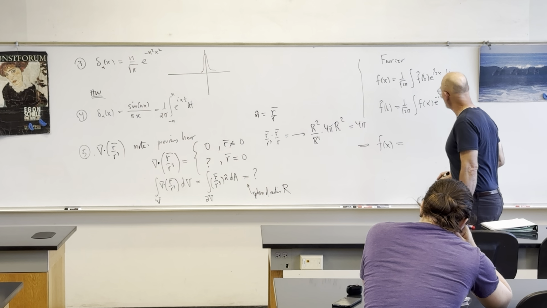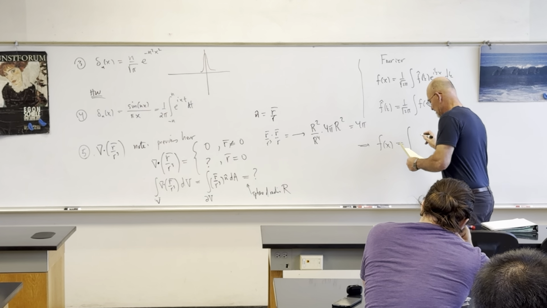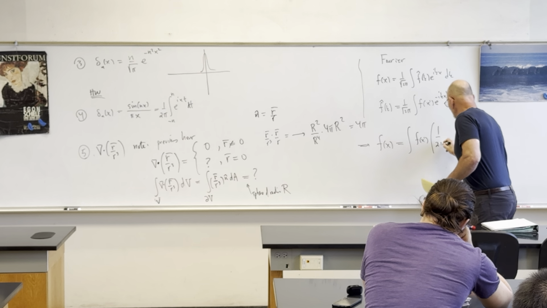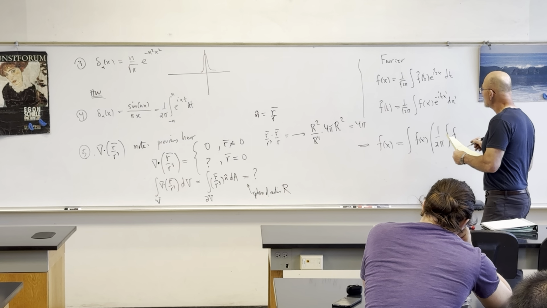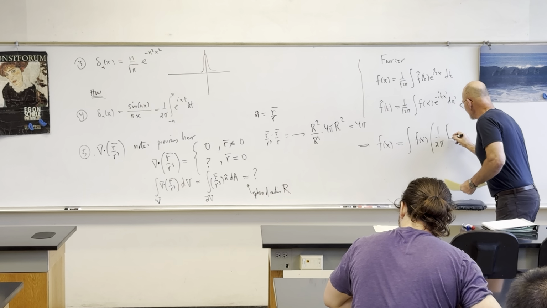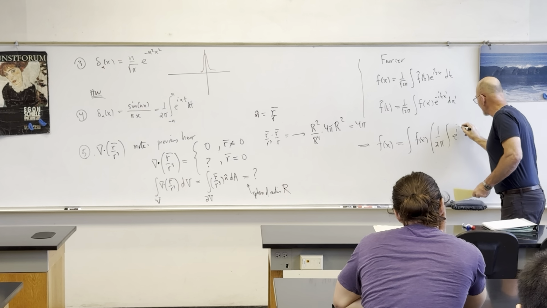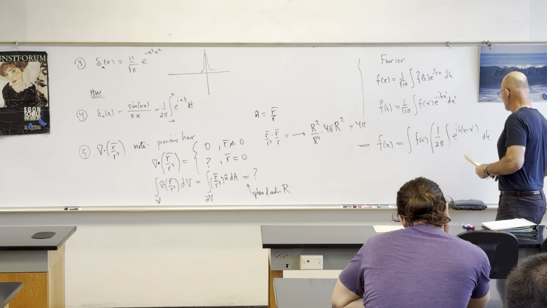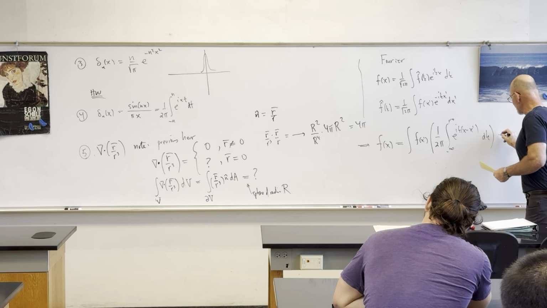So f of x equals, we actually saw this at one point, we're going to take f of x prime, 1 over 2 pi integral, e to the i k times x minus x prime, since we've got the plus sign on one and the minus sign on the other, dk from minus infinity to plus infinity, close parentheses, dx prime.